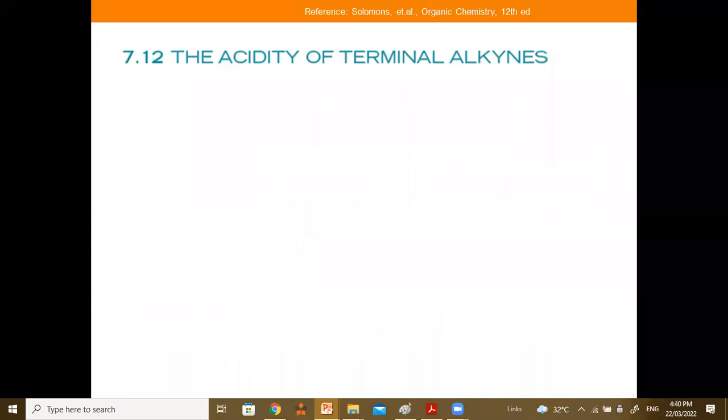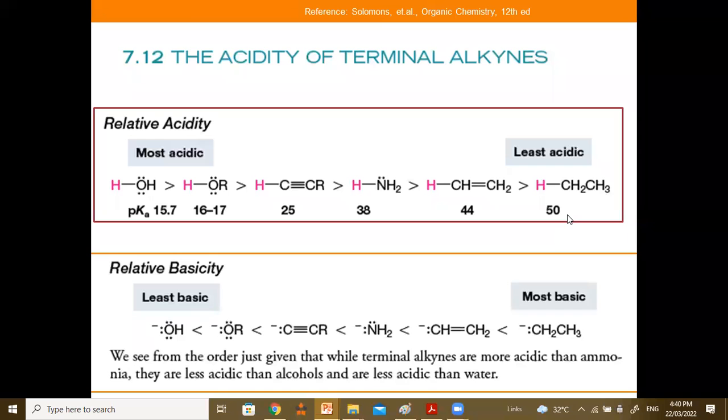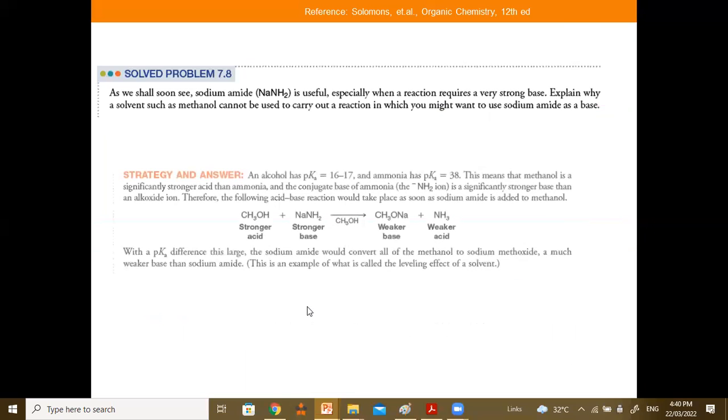Try to compare also the acidity of our alkynes relative to the other classes of organic compounds, for instance, water and alcohol. Here in the trends, we saw that the alcohol and water, of course, are more acidic as compared to your alkynes. The alkynes are much more acidic than ammonia and the alkenes and alkanes. So you just have to remember the trend for that, as well as the conjugate bases' relative basicity.